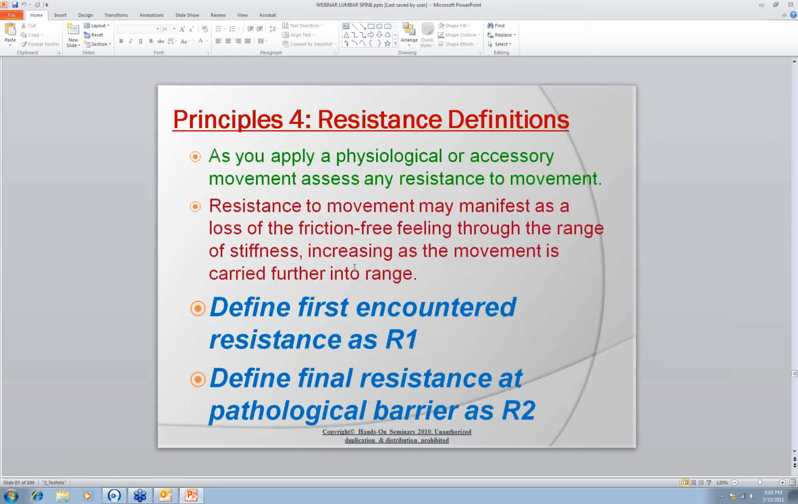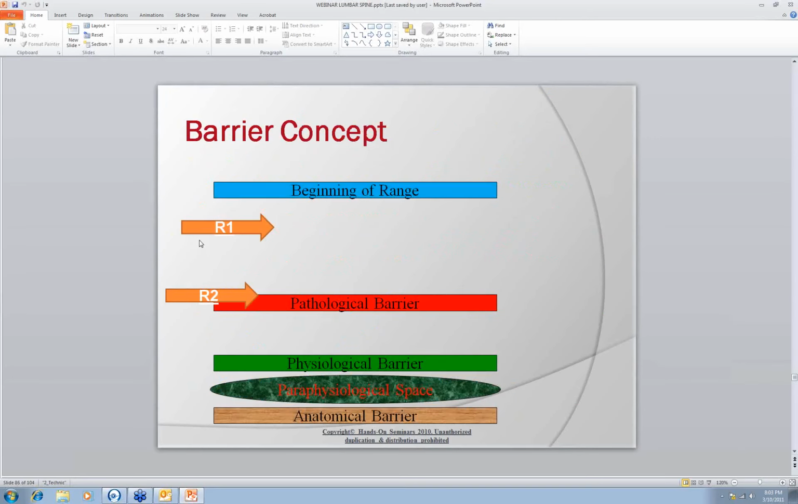Principle number 4, we have resistances, resistance R1 and R2. What is resistance R1? Resistance R1 is defined as the resistance right at the beginning of the range of motion, and resistance R2 is the resistance at the pathological barrier.